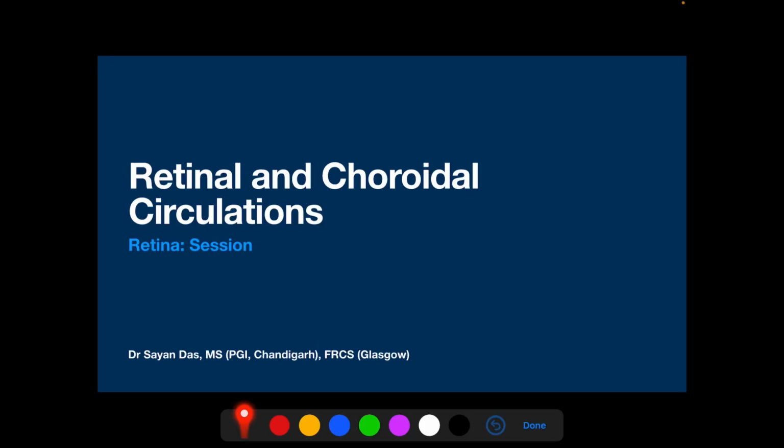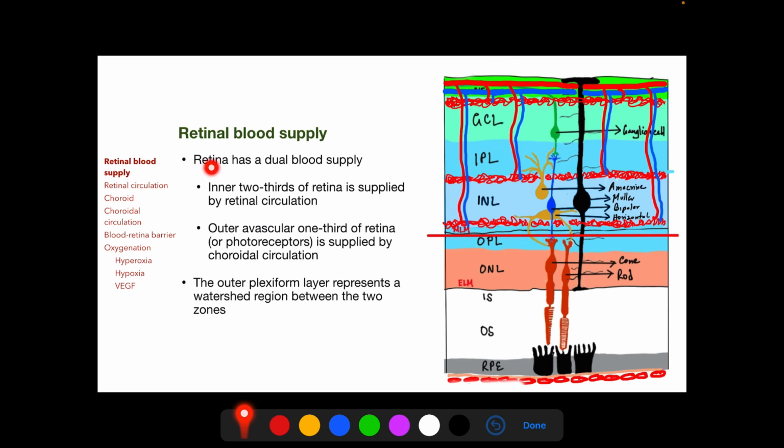Welcome. In this session, we'll discuss retinal and choroidal circulations. The retina has a dual blood supply, with the inner two-thirds of the retina being supplied by the retinal circulation and the outer avascular one-third of retina, including the retinal pigment epithelium, being supplied by the choroidal circulation.